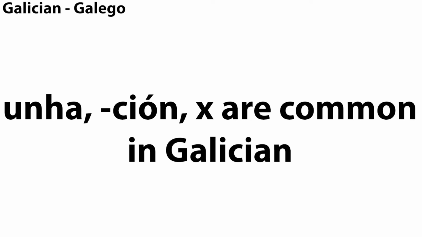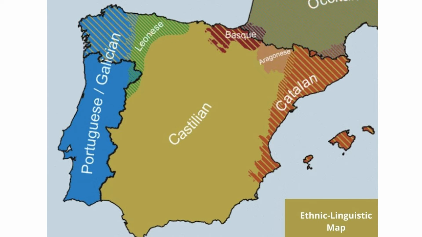The indefinite article una, the suffix sion, and a heavier usage of the letter X usually will indicate that this is Galician. And some definite articles that are used in Galician are the ones which are up on screen now, which happen to be the same definite articles that are used in Portuguese. And if you weren't aware, Galician and Portuguese are kind of like sister languages.